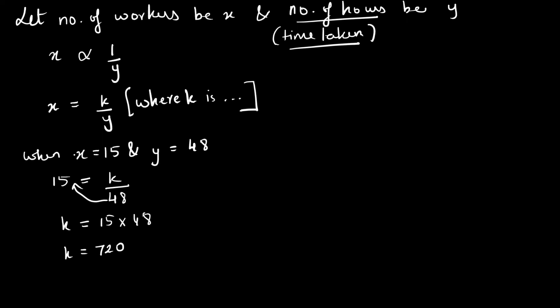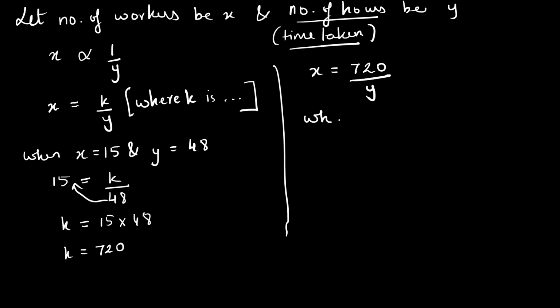So now our equation of variation will be X is equal to 720 upon Y. The school might even make you write in bracket equation of variation, so we can also write it that way.